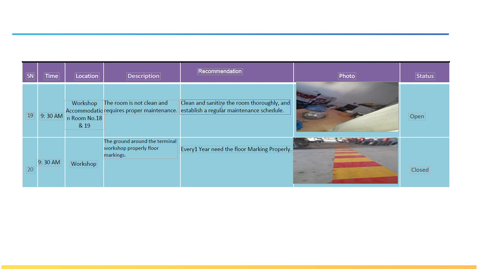If you are making any observation for your company, you need to put first the serial number, time, location, description, recommendation, pictures, and status. If the corrective action is taken, you can write close here. For example, in the last observation, observation 20, you can see the workshop, and I mentioned the description and recommendation. But in the picture, you can see the corrective action is taken. So we mentioned close here.